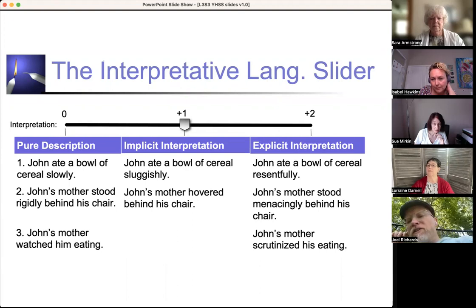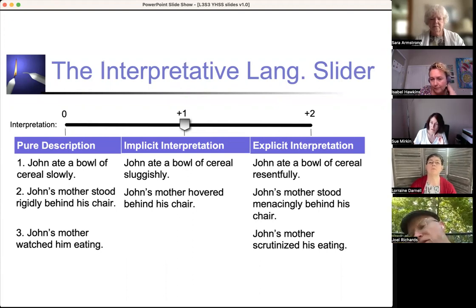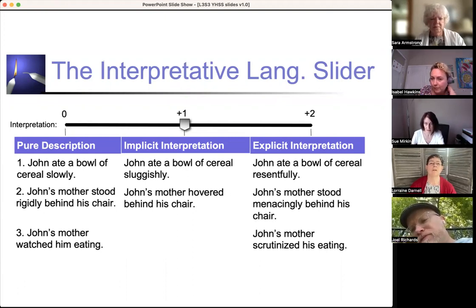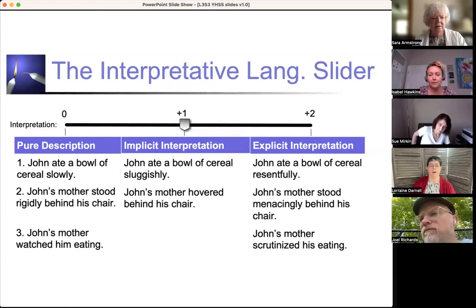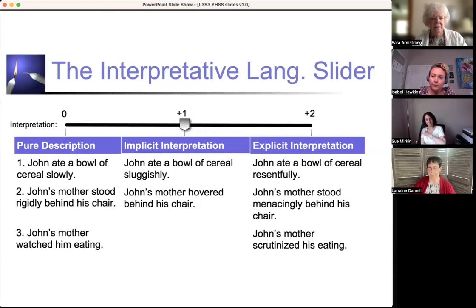Good. Anyone else? What about John's mother noted how he ate? I'm also changing the tense there a bit. She noted how he ate. Yes. That is telling you something different from just watching him. It's interpreting it more, right? Noted. Now we don't know if she notes it hostilely or appreciatively, so it would be in the implicit interpretation. Good example. Well done.